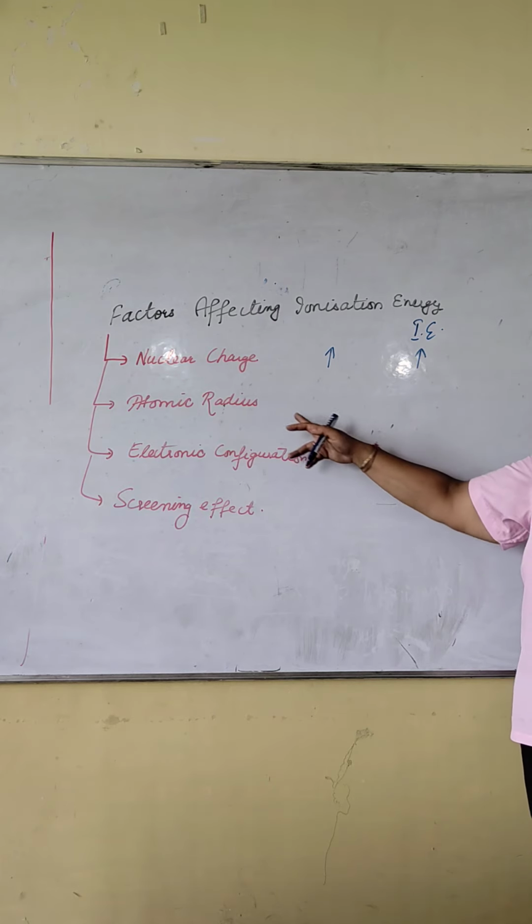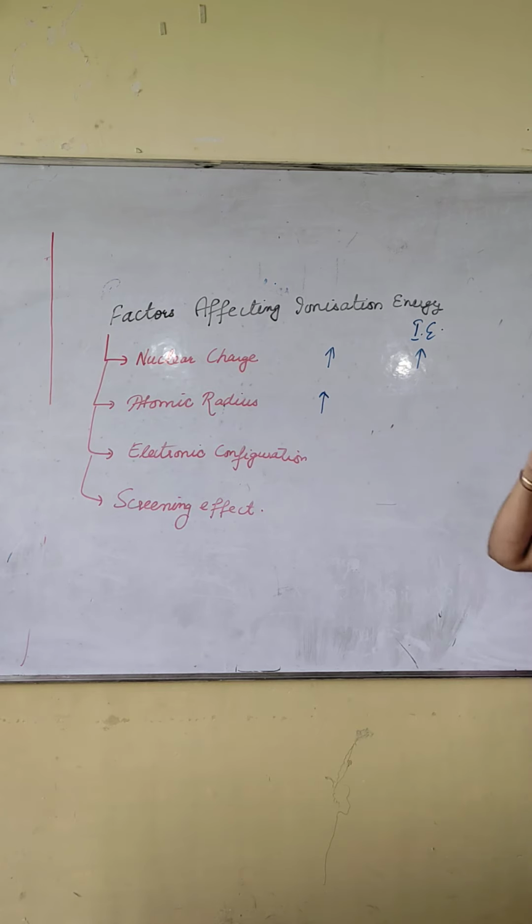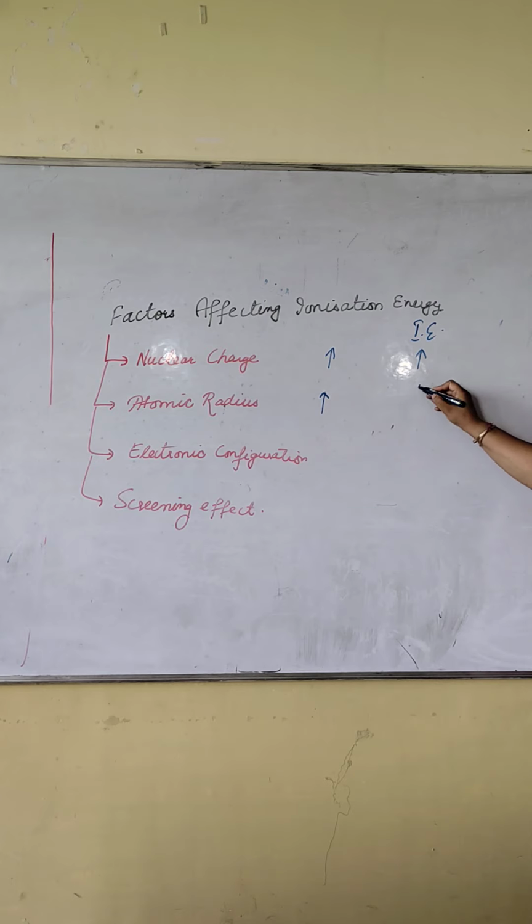Next, atomic radii. If size of a particular atom is more, then its last electron will move away from the nucleus. So less force of attraction, and it will be easier for us to remove the last electron. So greater the size, less is the ionization energy.